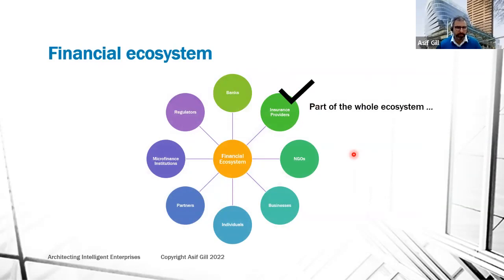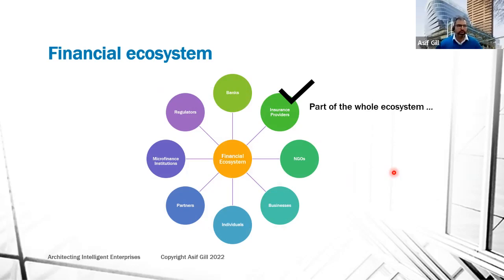Going back to our financial services example, that financial services organization operates in a financial ecosystem. So it's very important as an architect or planner, we need to look at our enterprises or our individual government departments as a part of the bigger ecosystem, because we need to share data, we need to share services, we need to integrate with us.